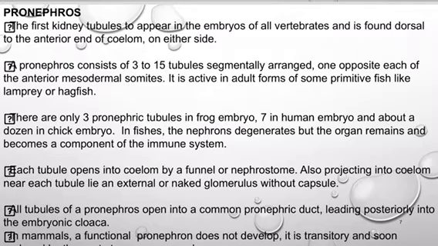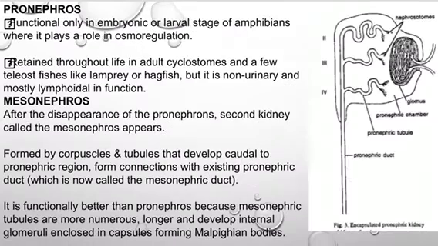In mammals, what do you have? You have a pronephros, which does not develop fully and is transitory. It's soon replaced by the next stage, the mesonephros. So the mesonephros replaces the pronephros in mammals like humans.